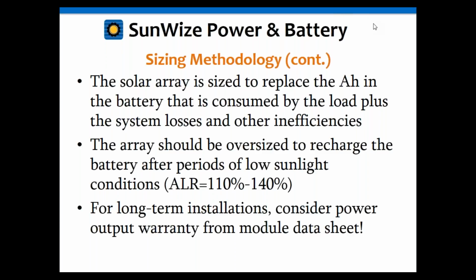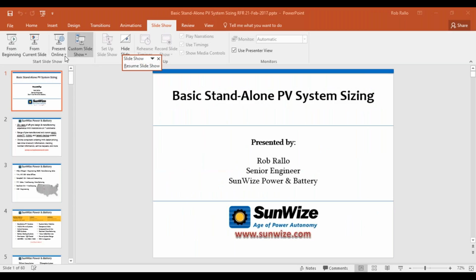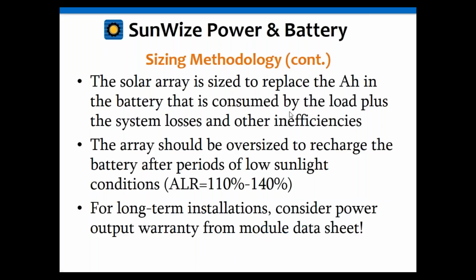Again, the solar array is there to replace the amp hours in the battery that's being consumed by the load. So again, you're really sizing the array to that, and because they're always working in amp hours, and because of that, you want to oversize the solar array slightly, not just for the system losses and efficiencies, but also to be able to recharge that battery.